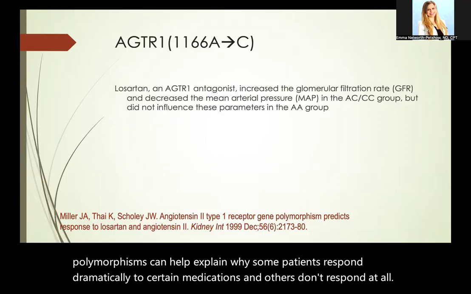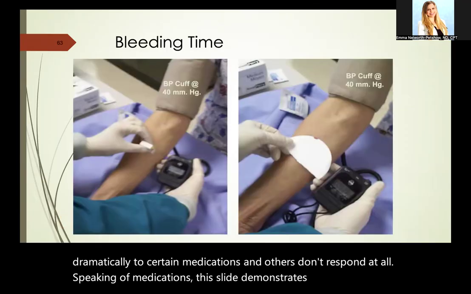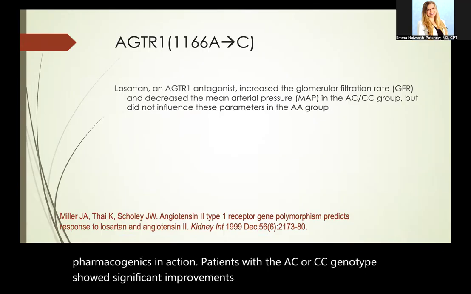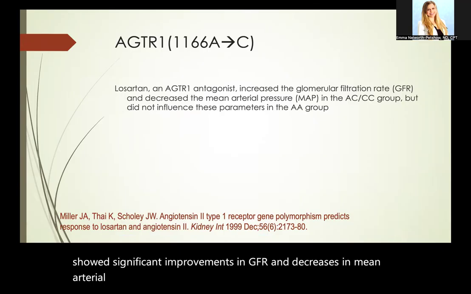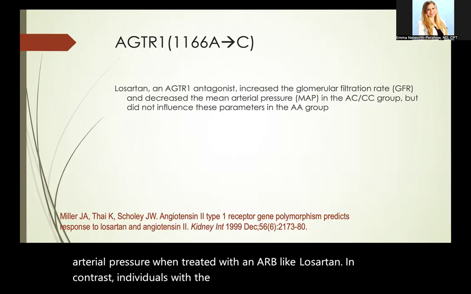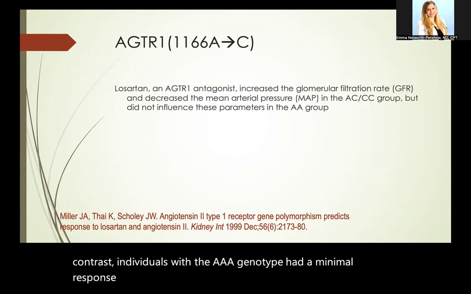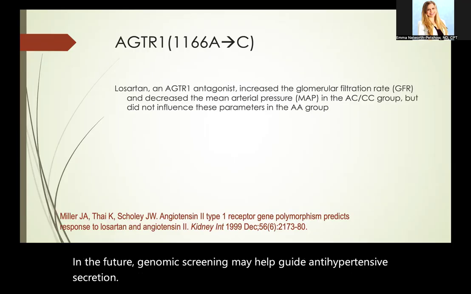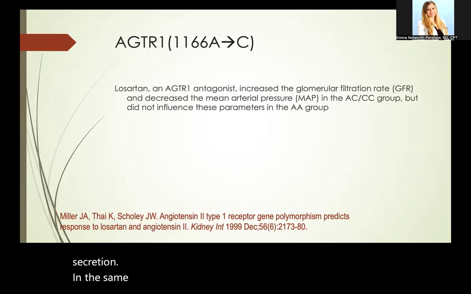Speaking of medications, this slide demonstrates a clear example of pharmacogenomics in action. Patients with the AC or CC genotype showed significant improvements in GFR and decreases in mean arterial pressure when treated with an ARB like losartan. In contrast, individuals with the AA genotype had a minimal response. This means that genetic variants can strongly influence therapeutic efficacy. In the future, genomic screening may help guide antihypertensive dosing and selection in the same way that pharmacogenomic testing guides antidepressant or oncology treatments today.